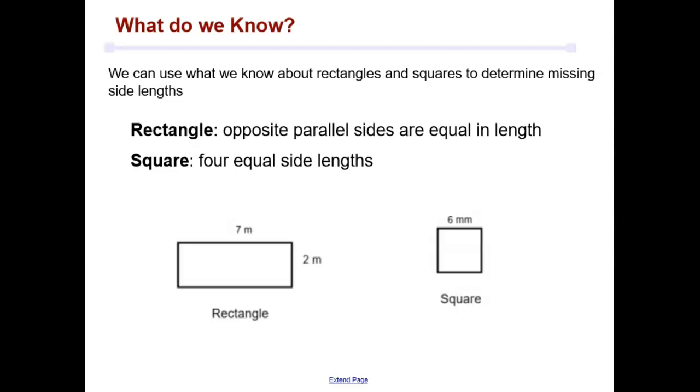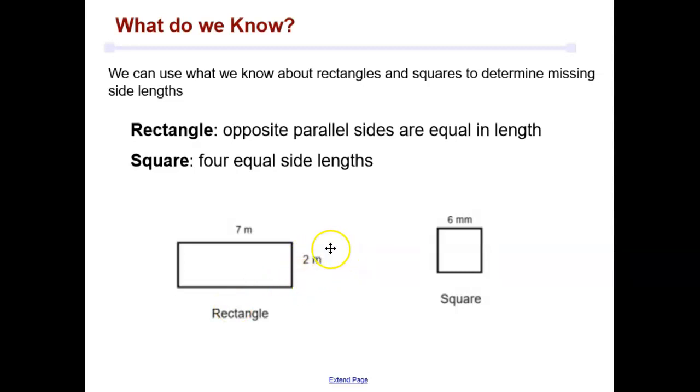Fantastic listening. We just finished a geometry unit, and the information we learned during this unit is going to help us determine the area of rectangles today. So boys and girls, we know that there are some attributes that rectangles and squares have that can help us determine missing side lengths. We know that rectangles and squares are both parallelograms. And we know that a characteristic of all parallelograms is that their opposite parallel sides are equal in length. So for this rectangle, if this side is 7 meters, its opposite parallel side is also 7 meters.